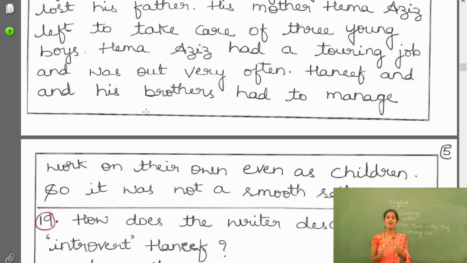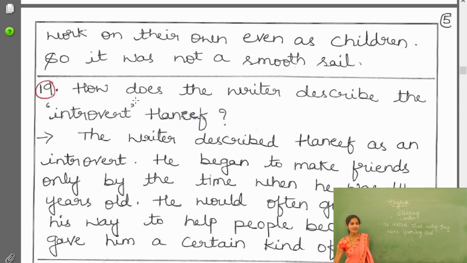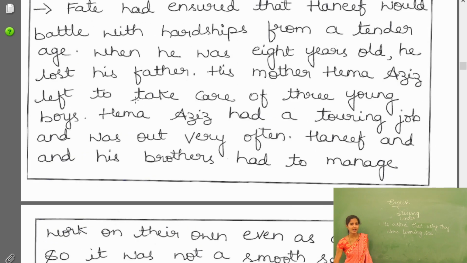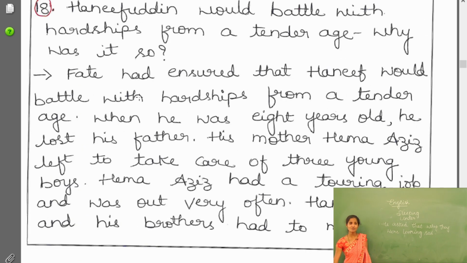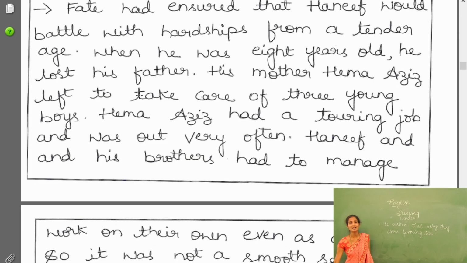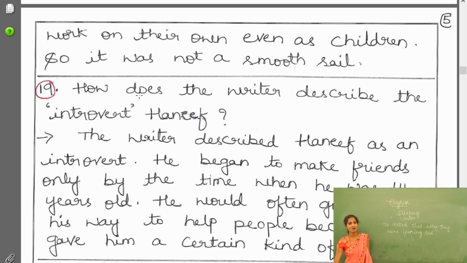So this shows that Hanif's childhood was never a smooth sail. And in the beginning sentence, you have to use that sentence. I have given you in the key answer that fate had ensured that Hanif would battle with hardships from a tender age. That sentence you have to mention.